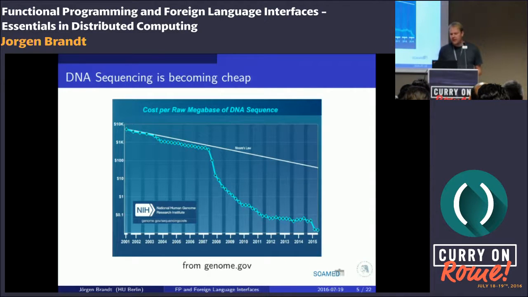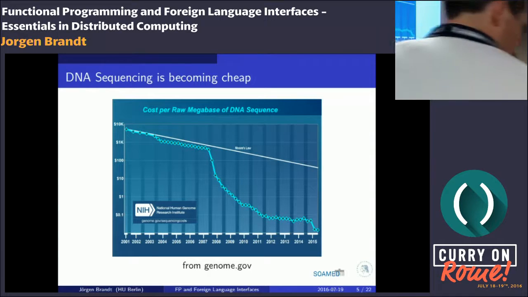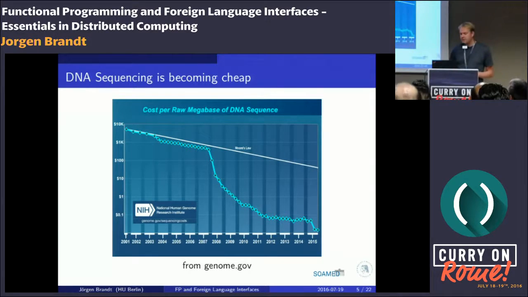What is also quite interesting is that the cost at which we produce this data is dropping even faster than Moore's law. So it's not only a halving of the costs every 18 months, but it's even better. So the challenges are even more.